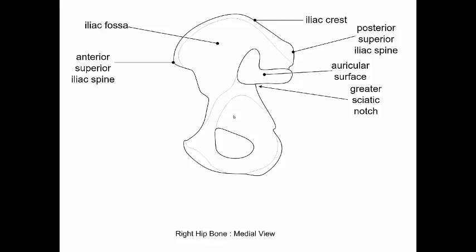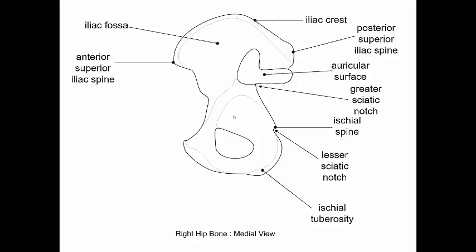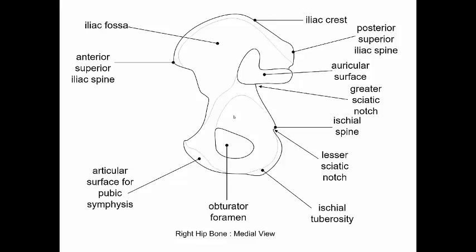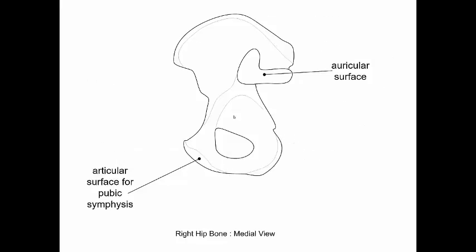Inferior to that is the greater sciatic notch. We can also see the lesser sciatic notch and the ischial spine in between the two. We can still see the ischial tuberosity and the obturator foramen, and on the body of the pubis an articular surface for the pubis to articulate with the contralateral pubic bone to form the pubic symphysis. And we can again see the pubic tubercle projecting from the body of the pubis.